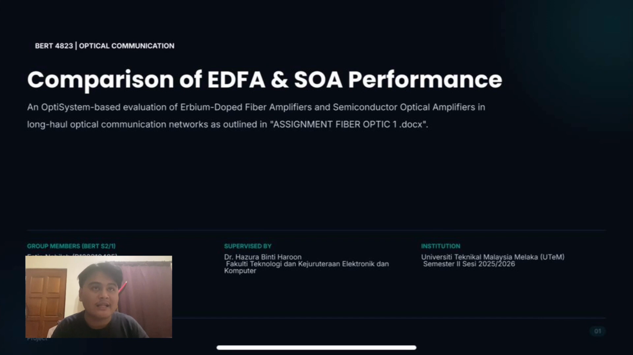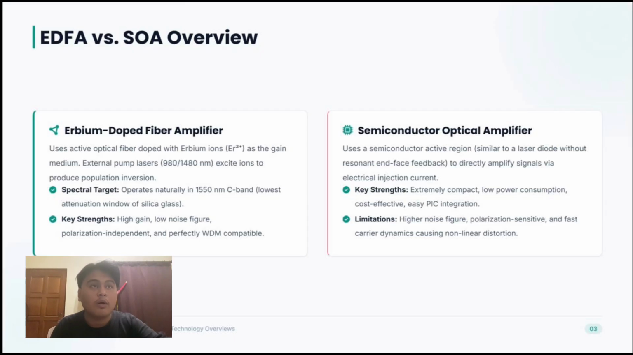Today I will present our assignment for optical communication, BERT 4823. Now I will explain the comparison of EDFA and SOA performance. I will present the overview.